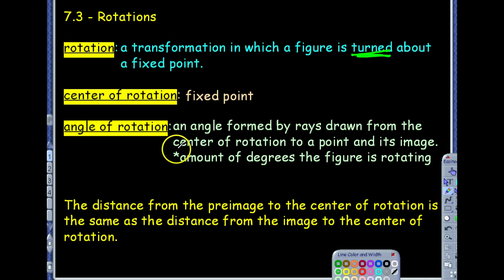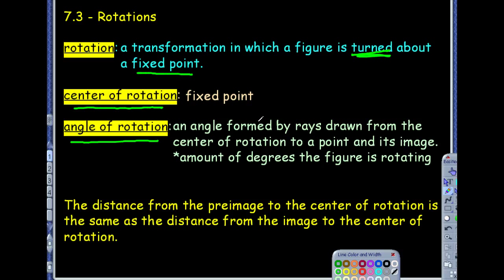Now, notice it says for rotation you're turning about a fixed point. What we call that fixed point is a center of rotation. So in order to rotate, you have to know what you're rotating around or about, okay? The other thing you need to know is the angle of rotation. Now, how would you describe that?